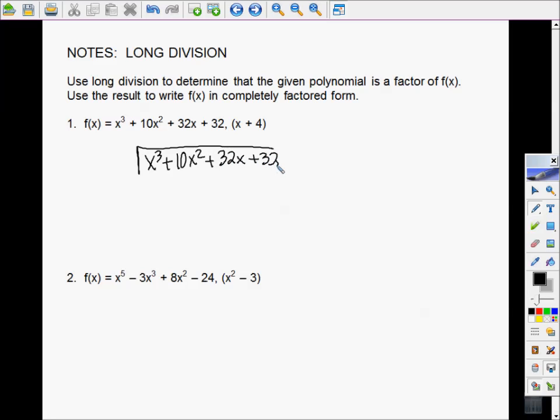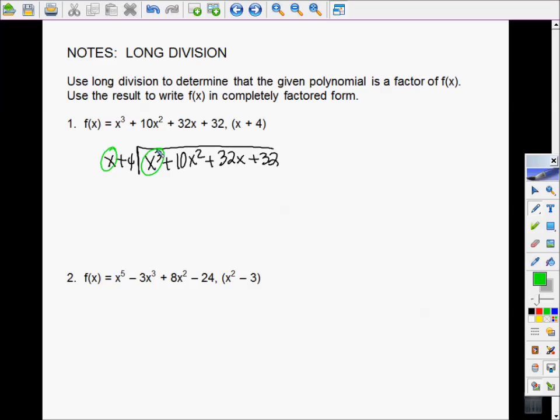And the factor you're trying to prove goes on the outside. So I'm trying to prove that x plus 4 is a factor. By doing this, what you're focusing on is the leading terms. In this problem, my leading term is x, and in this problem it is x cubed, right? So my question is, how can I take x and turn it into x cubed through multiplication?